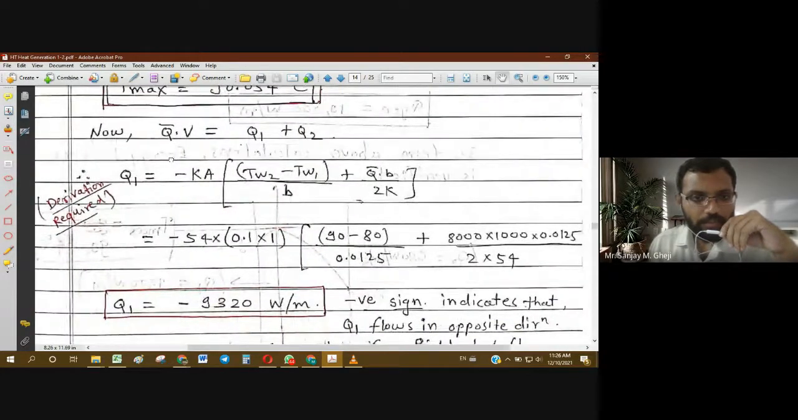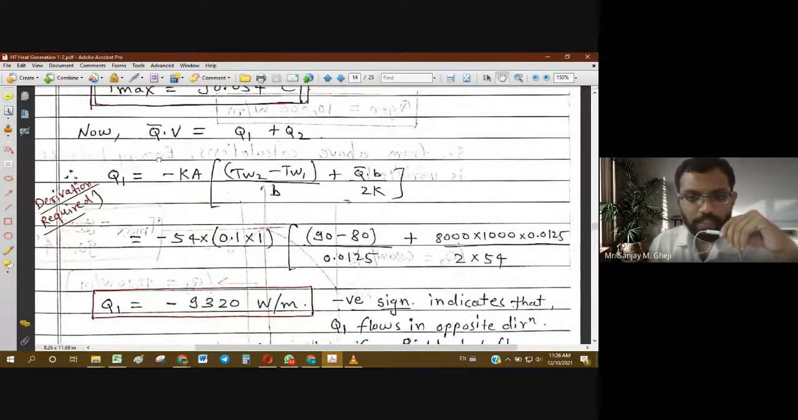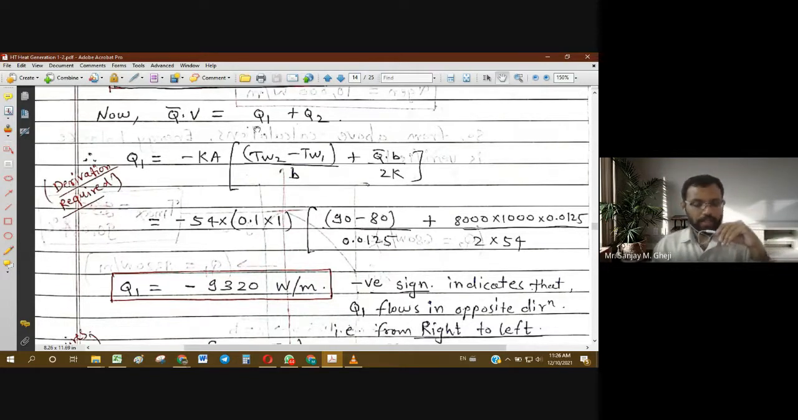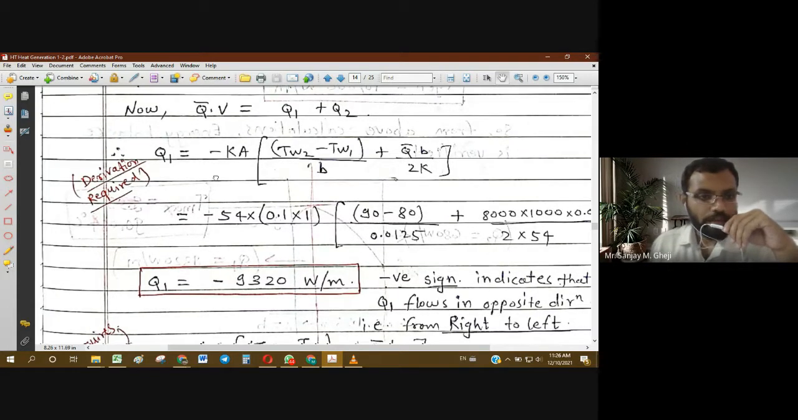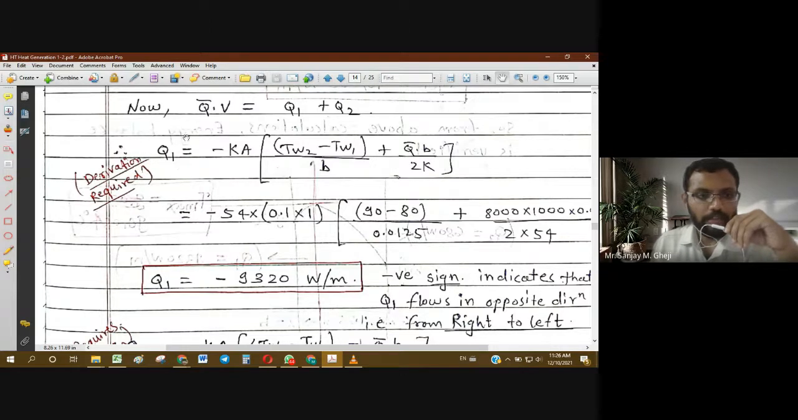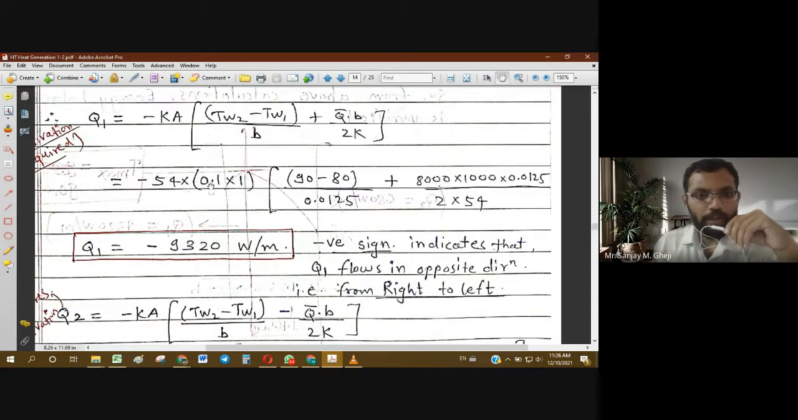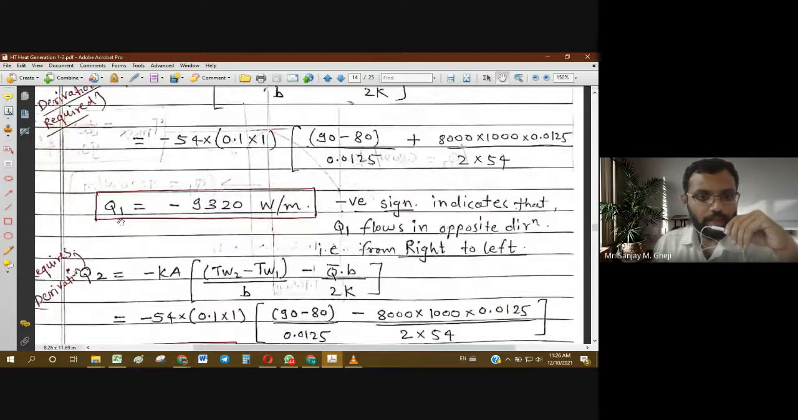Second part is we have to find the heat transfer rate at both faces. So total heat generation rate q bar into V is equal to Q1 plus Q2. Q1 is the rate of heat transfer at the left face, and Q2 is the rate of heat transfer at the right face. For Q1, again you do the same derivation that we saw for a general case and get to this form: Q1 equal to minus KA into bracket Tw2 minus Tw1 upon B plus q bar B upon 2K. All the values are known. Put them in SI units. So you get Q1 equal to minus 9320 watt per meter.